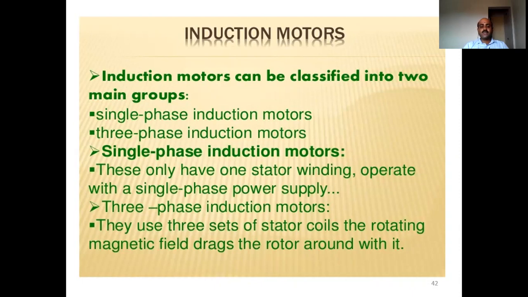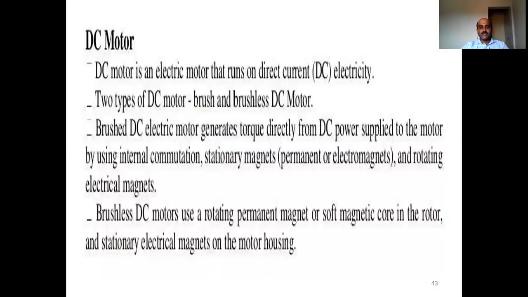Only in the case of a single phase induction motor will you have one stator winding, whereas in the case of a three phase, we will have three sets of stator coils, which create a rotating magnetic field that drags the rotor around. So it will have more power compared to the single phase induction motor. These are the two types of AC motors.